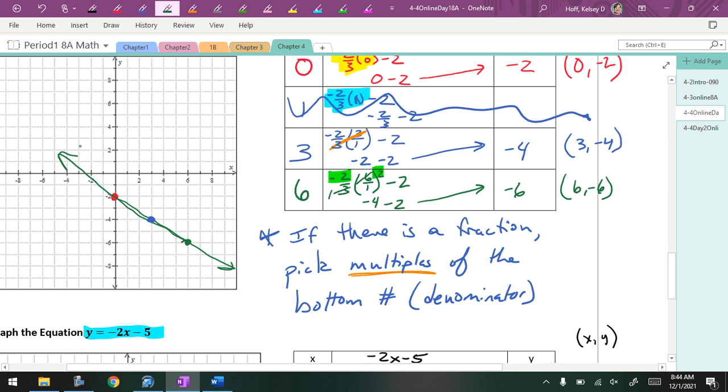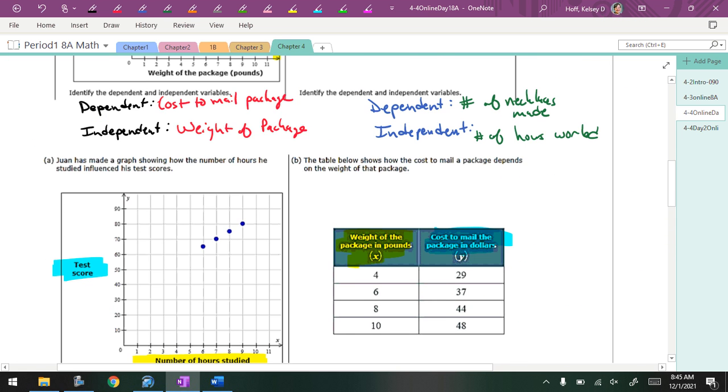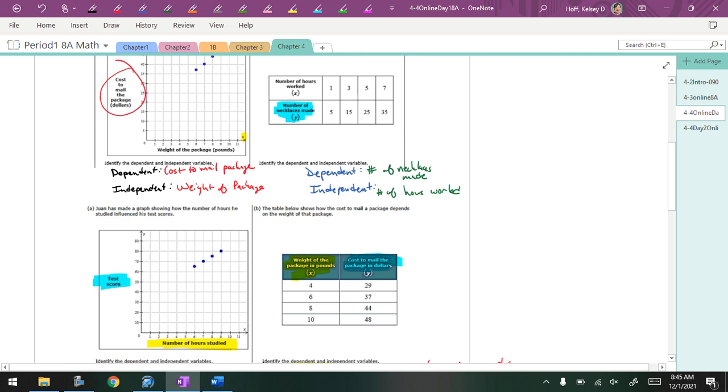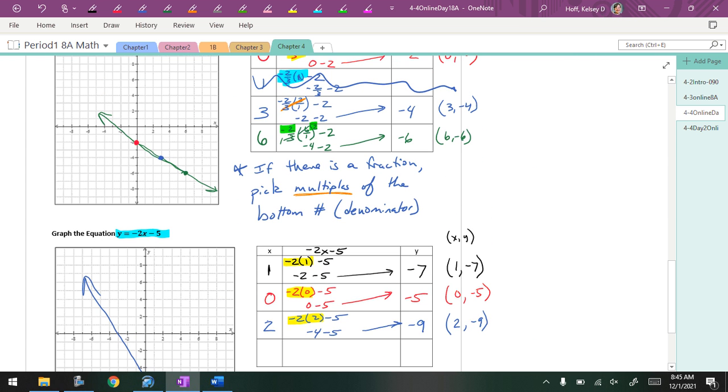Which number are you always plugging in? Always plug in 0. If there's not a fraction, I'm absolutely picking 1 and 2 to plug in, right? If there's a fraction, that's where we have to pick the multiples. Independent is your which letter? X. Dependent is your Y. On these problems, you don't have to show me any work, right? On these ones, you're going to have to show me how you came up with these points.